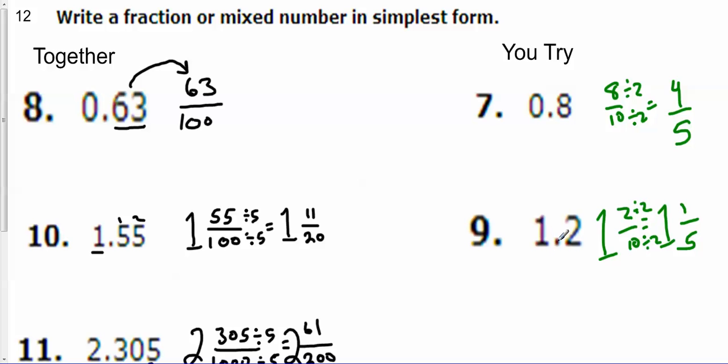And over here we have 1 and 2 tenths. I can divide 2 and 10 both by 2. So I take my whole number, bring it over. 2 divided by 2 is 1. 10 divided by 2 is 5. So I have 1 and 1 fifth as my answer.